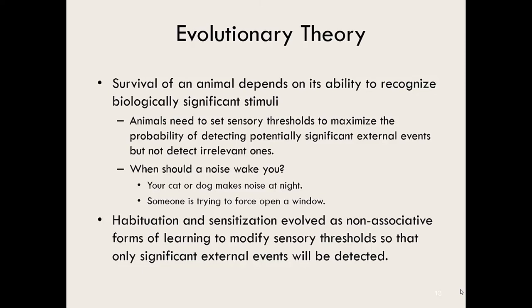So habituation and sensitization, they evolved as non-associative, so no association, it's just a reaction to a single stimulus. They evolved as non-associative forms of learning to modify sensory thresholds so that only the significant external events will be detected.